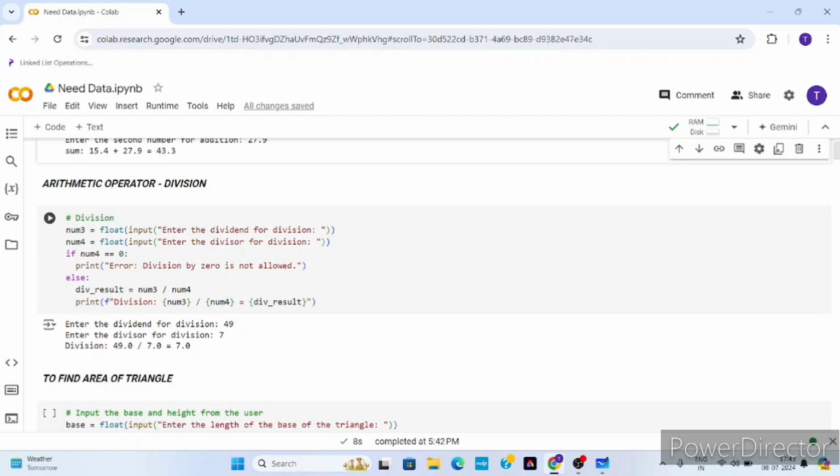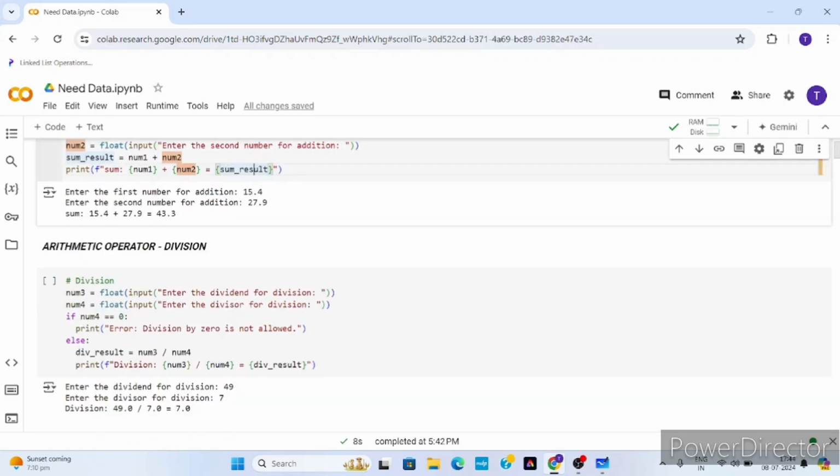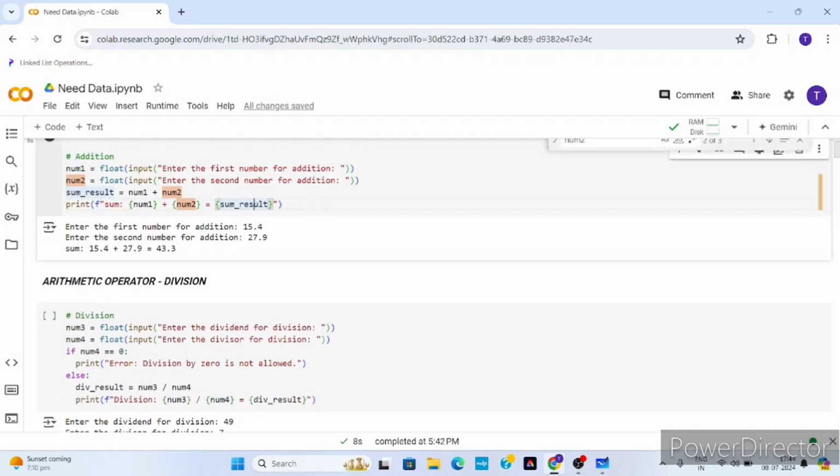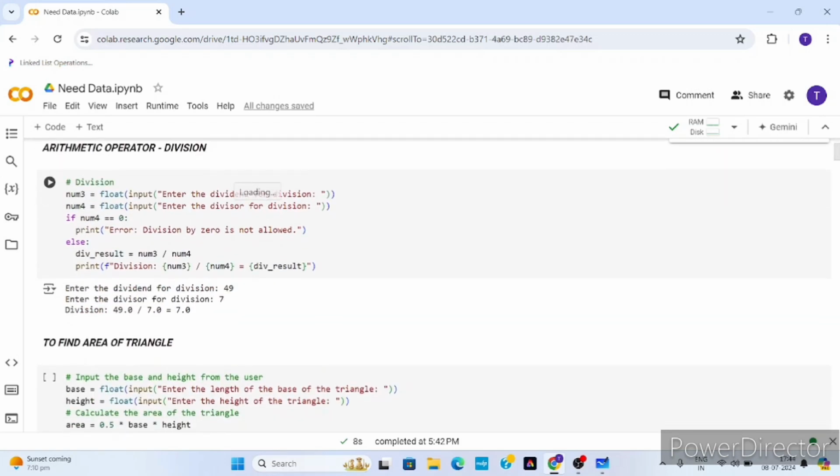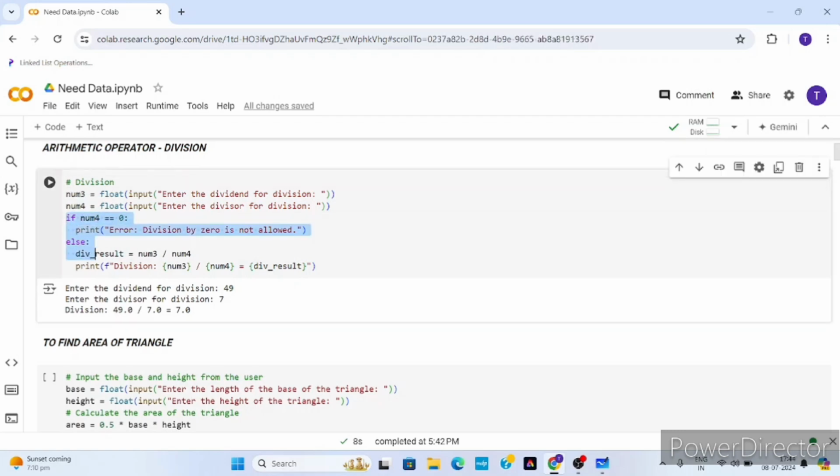If the numerator is 0, you can print it as 0 or some value, right? If the denominator is 0, you can't divide it, so just print an error. This is called a conditional statement. Here this if else is known as a conditional statement.